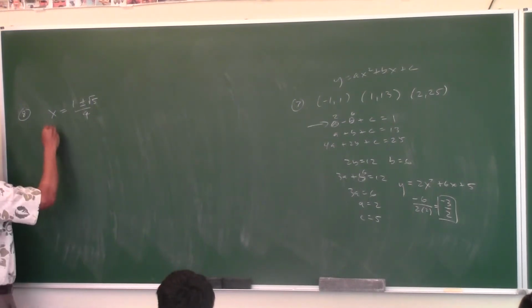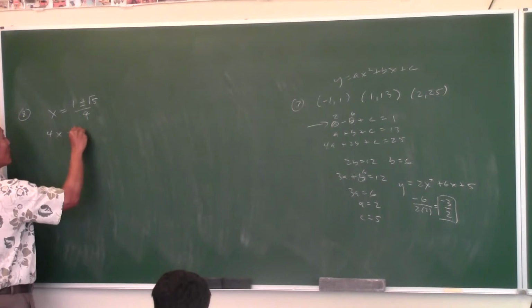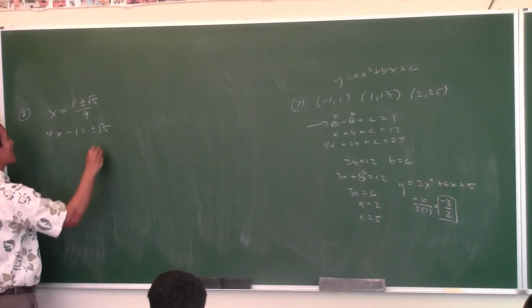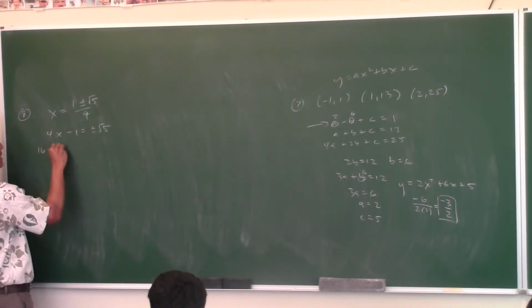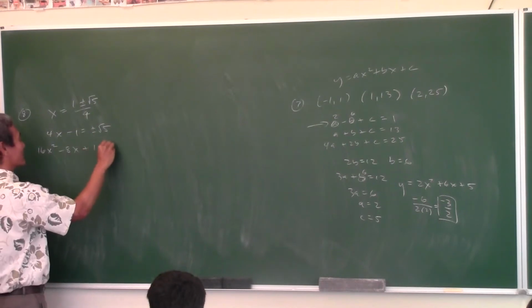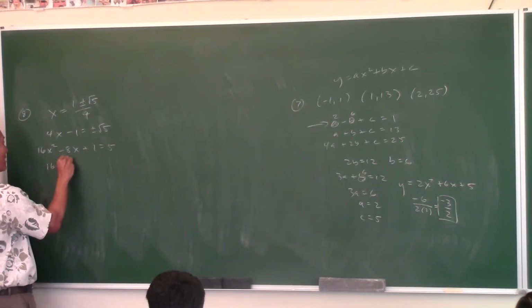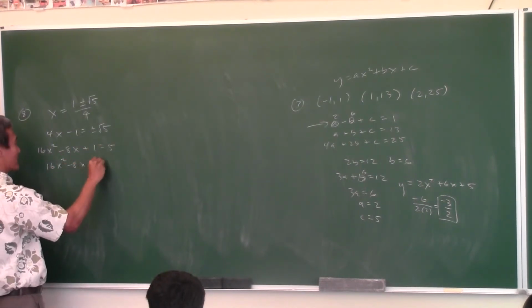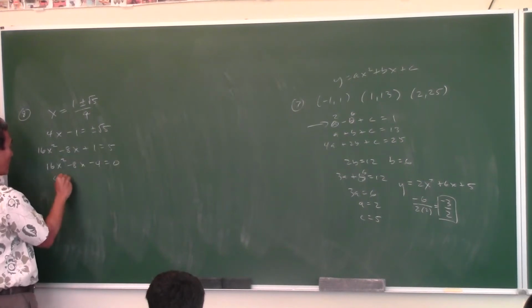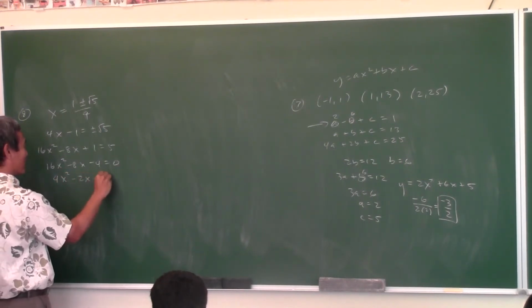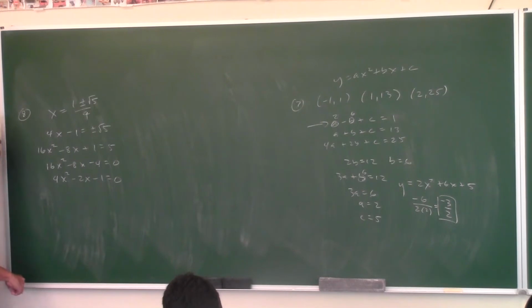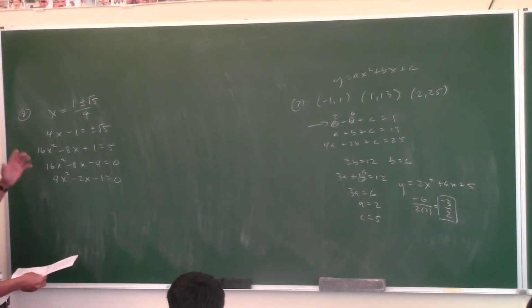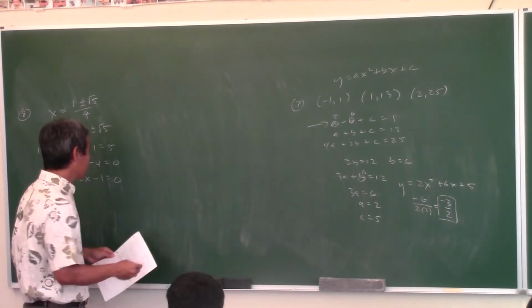Isolate the radical. Multiply both sides by 4. Subtract the 1. Isolate the radical. Square both sides. 16x squared minus 8x plus 1 is equal to 5. 16x squared minus 8x, subtract that, minus 4 equals 0. Reduce it. 4x squared minus 2x minus 1 equals 0. Finished. That's the math team secret. But you don't have to do it that way. You can do the sum of the roots, product of the roots, because that always works.